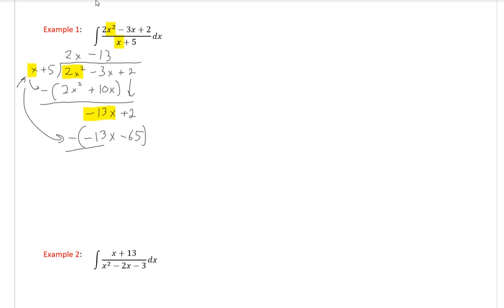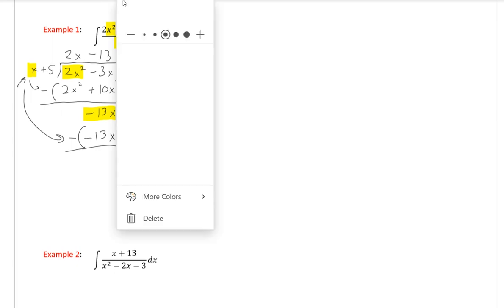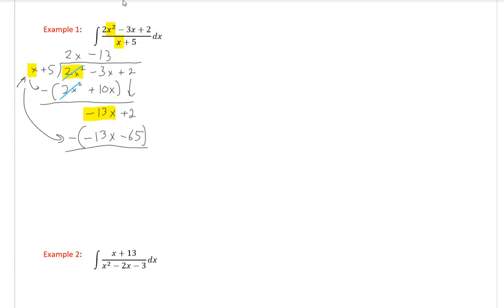I'm going to subtract that expression away from negative 13x plus 2. Like before, that will allow me to eliminate these 13x's. And I get 2 minus a negative 65, so that's plus 65, so that's overall 67. Now, 67 has a degree less than the expression I was dealing with. Therefore, I am done using long division, and I can rewrite this integral.